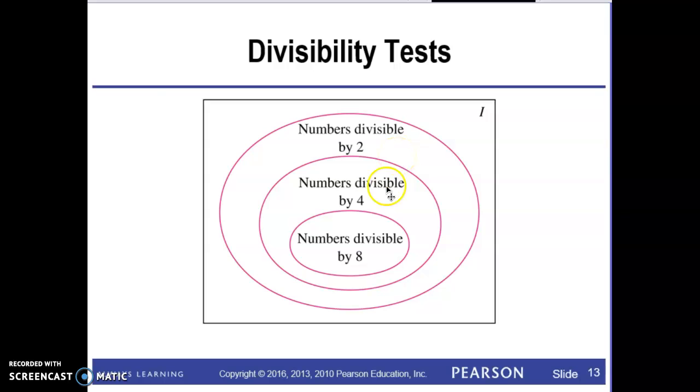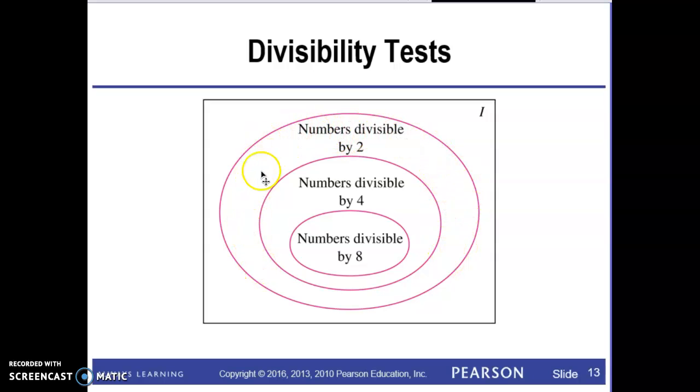And then if we want to look at the numbers that are divisible by 8, we take these numbers that are divisible by 4 and say some of those are also going to be divisible by 8. Notice that this 8 circle is completely contained within the 4 circle. I can't have numbers that are not divisible by 4, but they are divisible by 8, right?